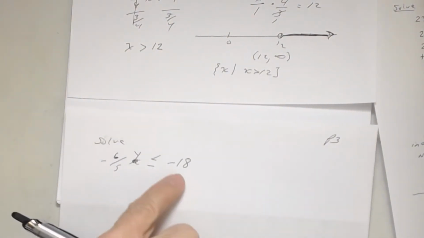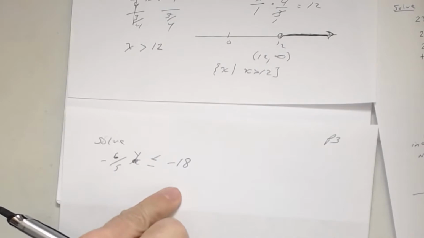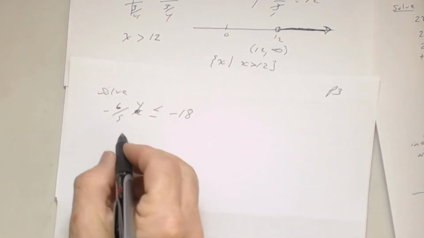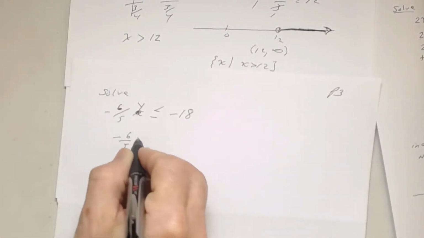So the first thing, do we make it a mixed number? No, I would leave it as a fraction, because you would have to divide by a mixed number. Then you would have to change it to an improper fraction in the end anyway. So leave it like that. Divide both sides by negative 6/5. Okay, so we'll go ahead and just rewrite it over.